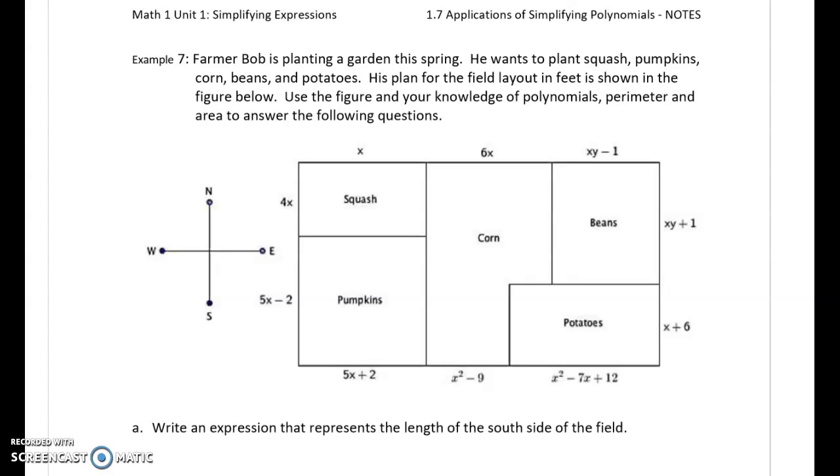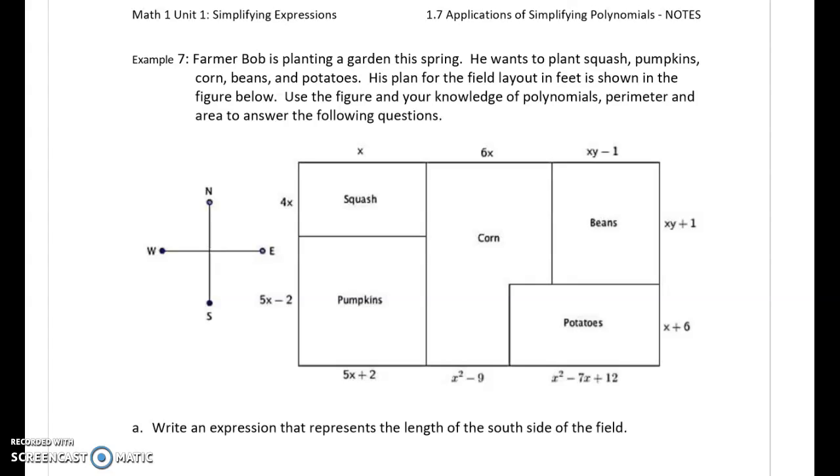All right, I'm going to skip over to example number 7, where we have Farmer Bob is planting a garden in the spring. He wants to plant squash, pumpkins, corn, beans, and potatoes. His plan for the field layout in feet is shown in the figure below. It says use the figure and your knowledge of polynomials, perimeter, and area to answer the following questions.